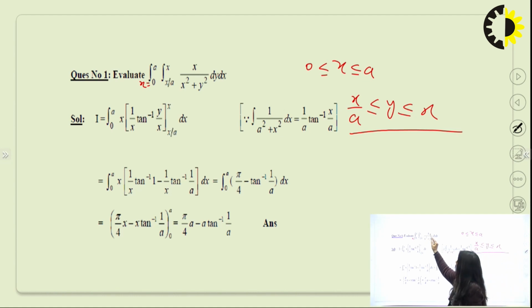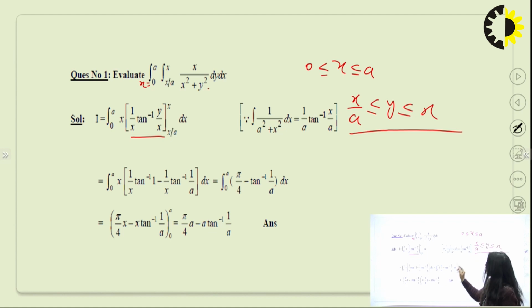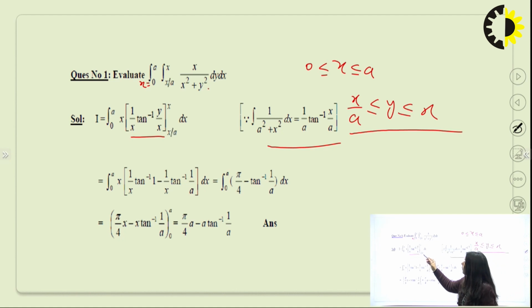If we integrate the function with respect to y, then treat x as a constant. So, integration of 1 upon x square plus y square is equals to 1 upon x tan inverse y upon x, by using this formula: integration of 1 upon a square plus x square is equals to 1 upon a tan inverse x upon a. Now, we will put the limit.